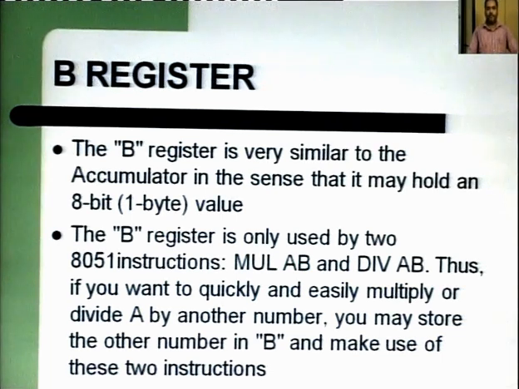Now, next, register B is also a general purpose register. It is very similar to the accumulator, an 8-bit, 1 byte register. In some instructions this register is used compulsorily. For example, in multiplication we can multiply two numbers only if they are stored in registers A and B. In division also, the numbers should be stored in registers A and B. It is mandatory that one number be kept in the accumulator and the other number be kept in register B.